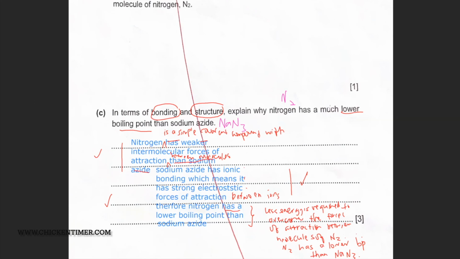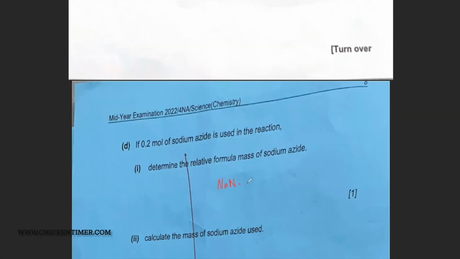Done. Okay, NaN3 becomes Na+ and nitrogen gas, 3, 2, 2, like that. They say determine the relative formula mass of sodium azide. So how do you find relative formula mass? Relative formula mass is relative molecular mass. Relative formula mass is the name used for ionic compounds, while relative molecular mass is for covalent compounds. If you go to my slides from a long time ago, you will see this.